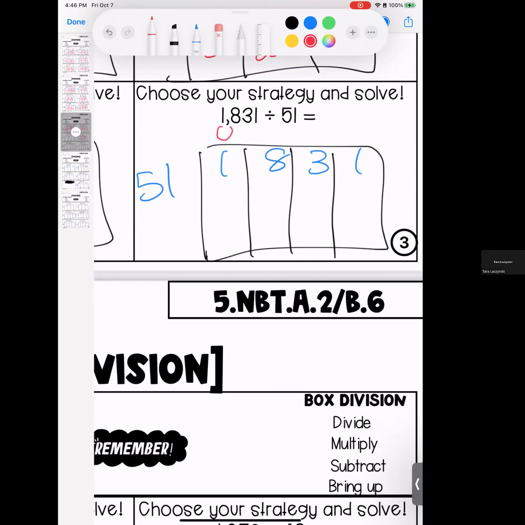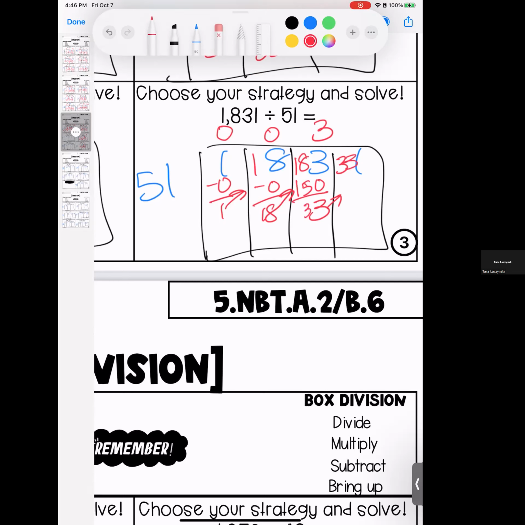So 51 does not go into 1. It does not go into 18, but it does go into 183, and it goes in 3 times. 3 times 51 is 153. You can use your 50s to skip count to kind of get an idea of an estimate. When we subtract, we're left with 3. I bring it next door. We are left with 331.